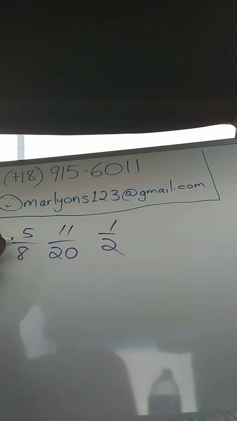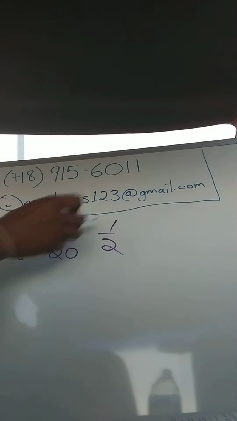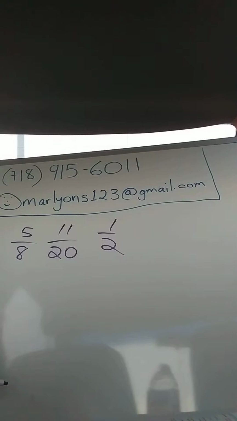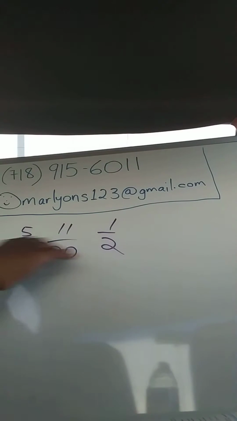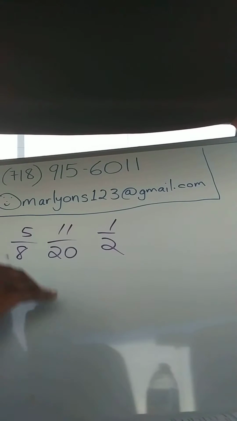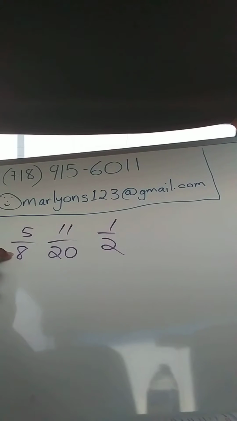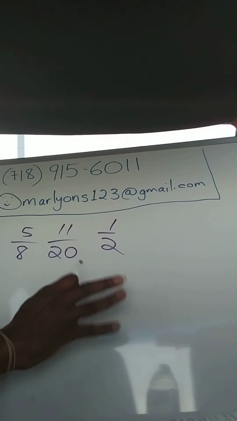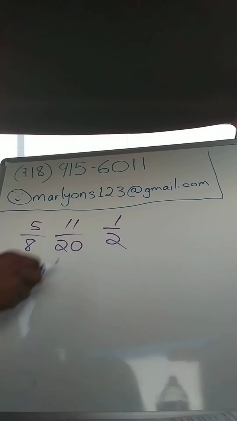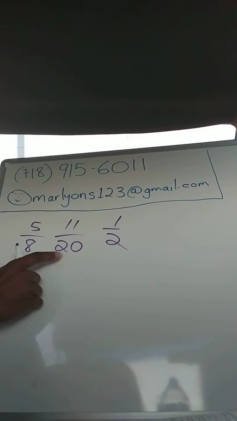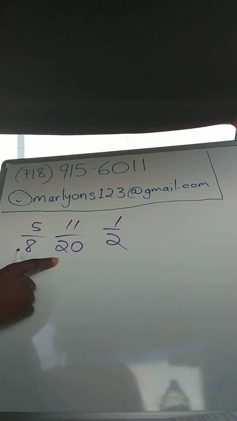Alright, so 5 out of 8, 11 out of 20, 1 out of 2. Which fraction is largest? Well, let's see. The first thing we want to do is to get all the fractions on the same playing field, in terms of the denominator. The denominator is going to help us determine which fraction is the largest. So let's find the lowest common denominator. A recommendation is to start with the biggest of the numbers and do multiples of that. So let's start with 20.